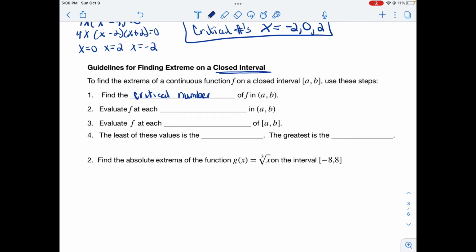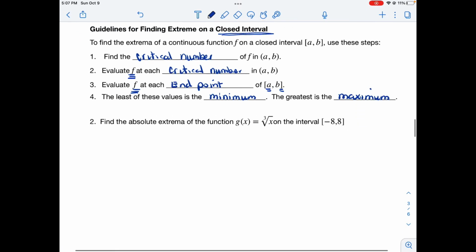Then on step 2, you're going to evaluate the function at each critical number. So that's taking each critical number and plugging it back into your original function, f, and figuring out its function value, the y value. Then we're going to evaluate the function at the endpoints of the interval. So we're going to plug a and b, our endpoints, back into our original function. Then we're going to look at these y values. The least of these values is going to be the minimum value of our function, and the greatest is going to be our maximum value. So that's how you determine the minimum and the maximum. On a closed interval, it will only occur at your critical points or at your endpoints.